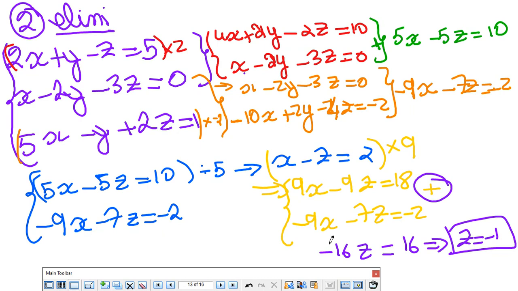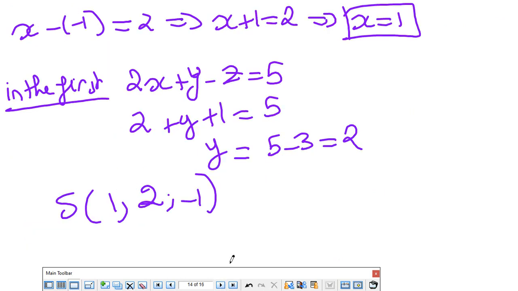When you add those two equations, I got z, it's minus 1. How are we going to find x and y? It's easy. I will replace z here by minus 1 to get x. Once I get x, I will replace x and z in the first equation and I will get y, and then I have the same solution: 1, 2, minus 1.